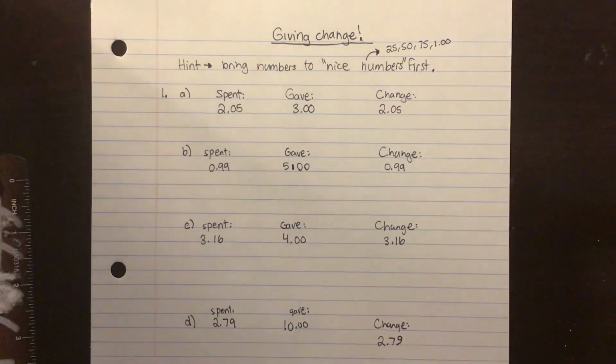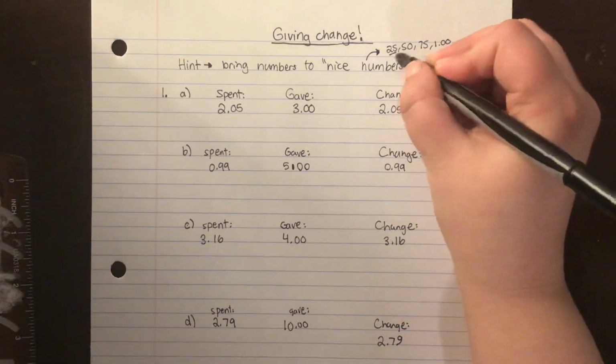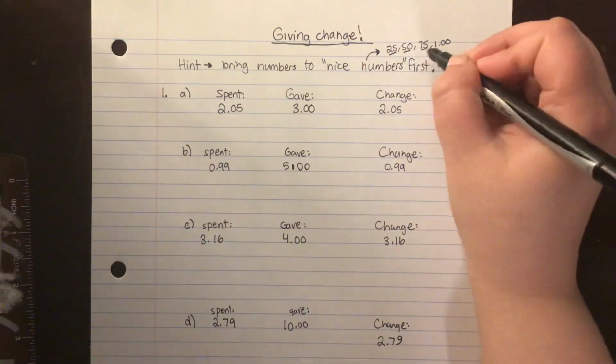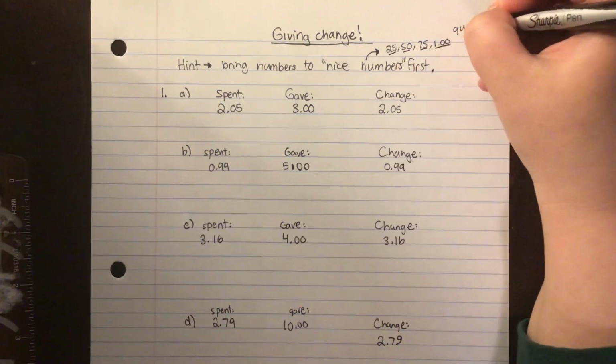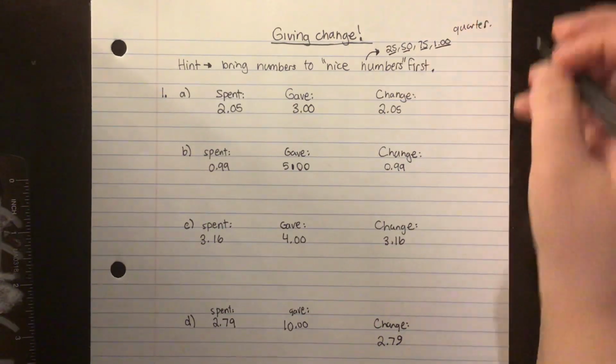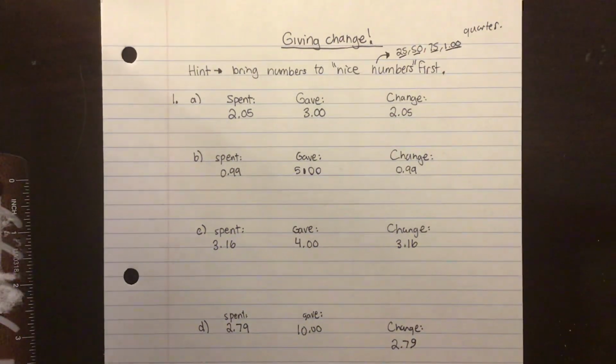My biggest hint for change is start with small numbers and round those numbers. Bring them up to really nice numbers. So numbers ending in 5 and 0 are great, but the nicest numbers are the numbers ending in 25, 50, 75, and $1 because those are all the quarter amounts. That's when you can use quarters really, really easily. So that's what we like to do.